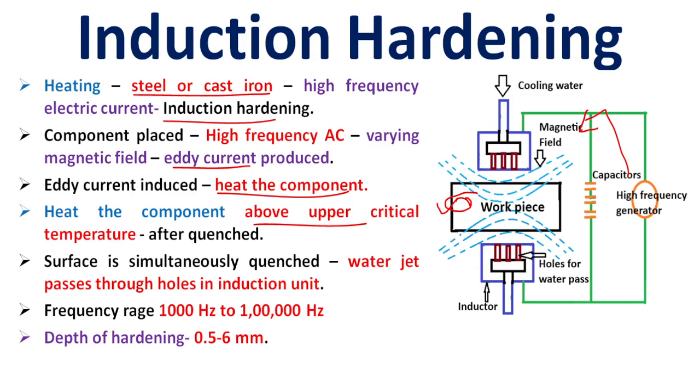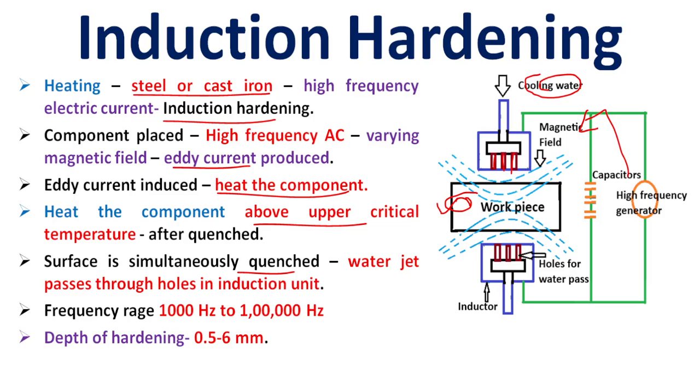Afterwards the surface is quenched with water. The surface is simultaneously quenched, as a water jet passes through the holes in the induction unit. So the cooling uses water, a water jet provided in the induction unit, which passes to the workpiece. The coil is also provided in the induction unit.